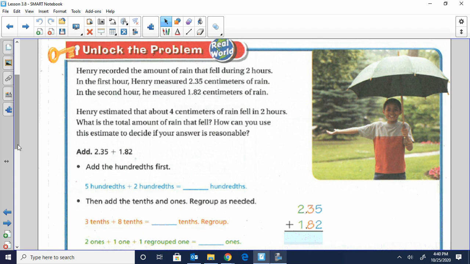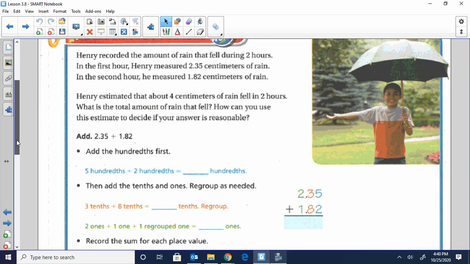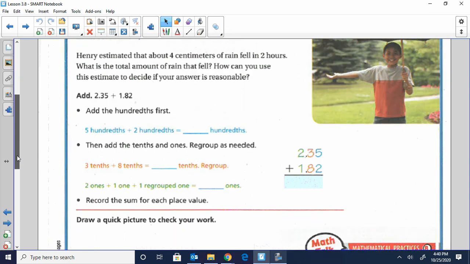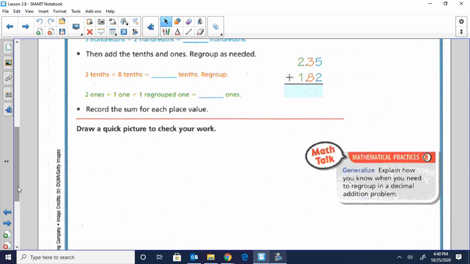So what we're going to do is add these up, and we're going to find if his estimate was reasonable. Now, we're not going to estimate in this chapter, so we're going to spend most of our time doing the exact when we add here. So we're going to find the sum. Remember, sum is the answer to an addition problem. And we're going to add each place value.